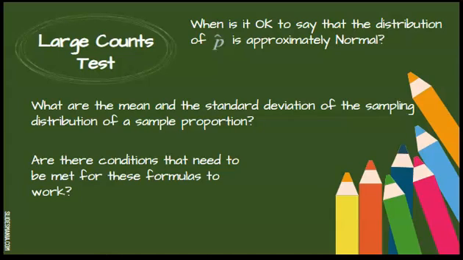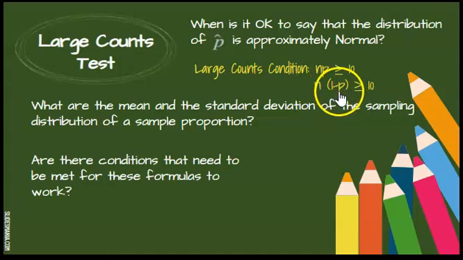So when is it okay to say that the distribution of my p hats is approximately normal? We use the large counts condition, or large counts test, either way. And it looks like this. It's the sample size times the population proportion, n times p, and that's greater than or equal to 10. And then I can take the sample size, multiply it by the complement of the population proportion, n times 1 minus p, and it's greater than or equal to 10. If both of those are true, then I know that the sampling distribution of my sample proportions is approximately normal. That's a mouthful, I know, but that's the test that we're going to use to determine normality.